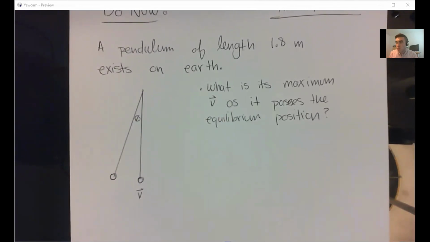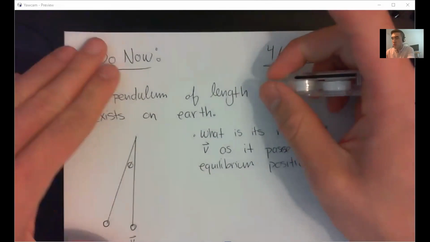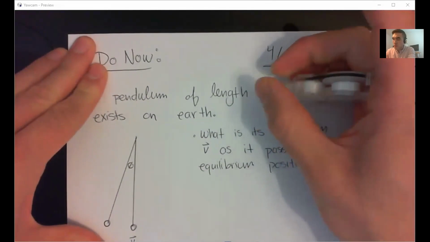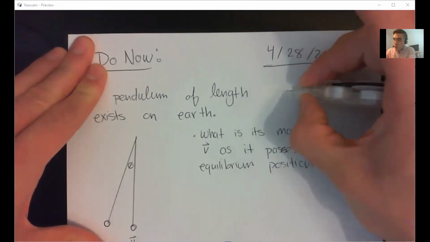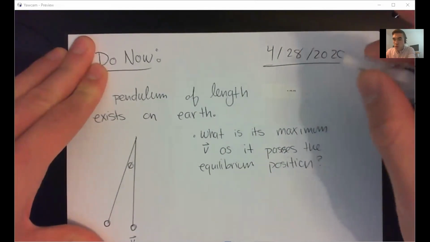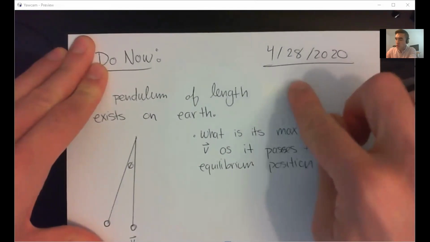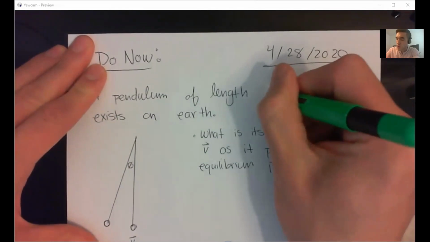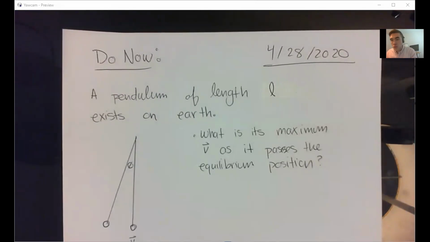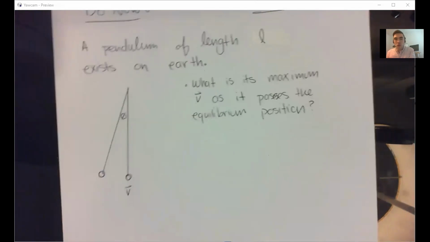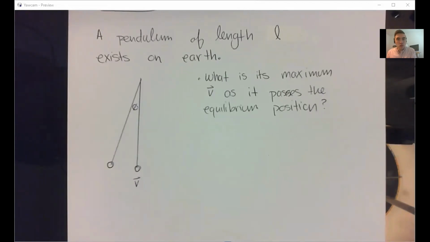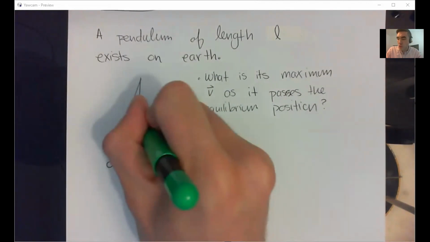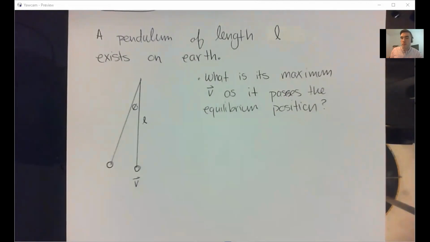A pendulum of length 1.8 meters, actually even better, let's toss out the number. A pendulum of length L exists on Earth. We weren't going to get a numeric answer anyway. Our answer to this problem is going to be an equation, so let's make it all equations so that we solve this in the most general way. A pendulum of length L exists on Earth. What is its maximum velocity as it passes through the equilibrium position as a function of the given variables? And oddly enough, all we need is the length of the pendulum L and the angle theta.